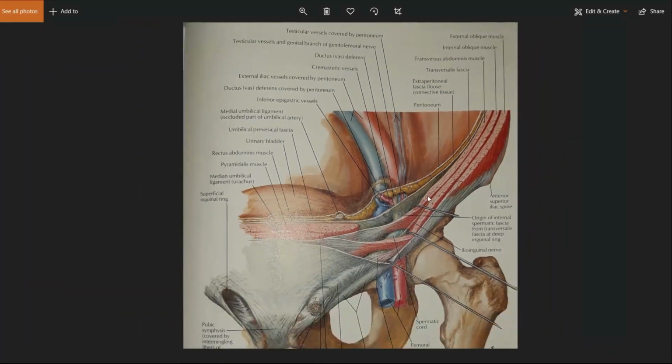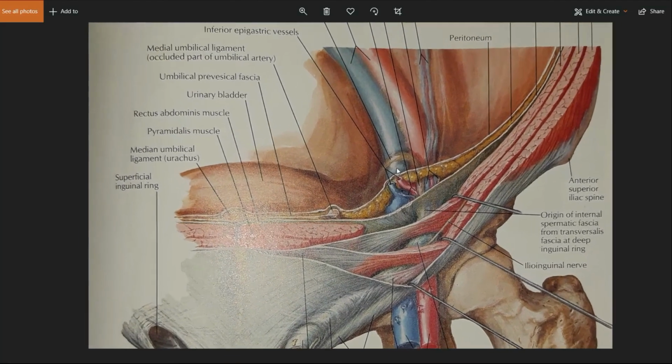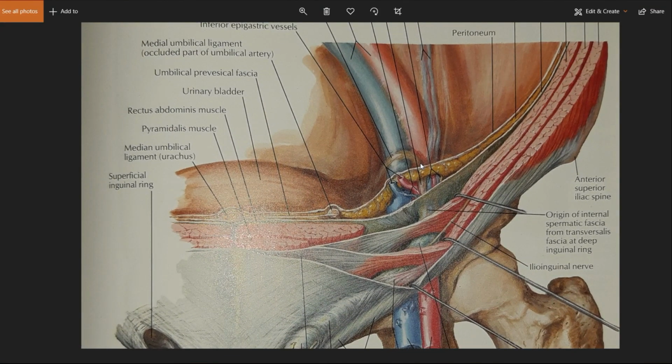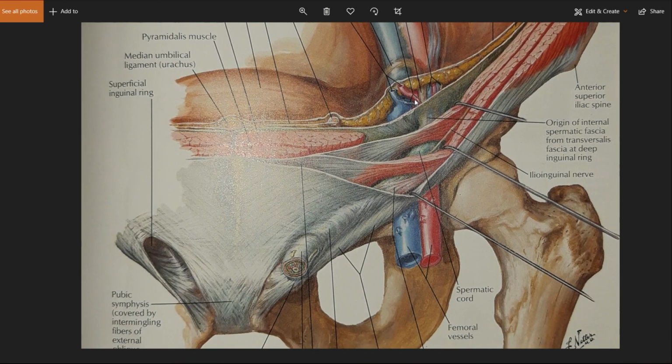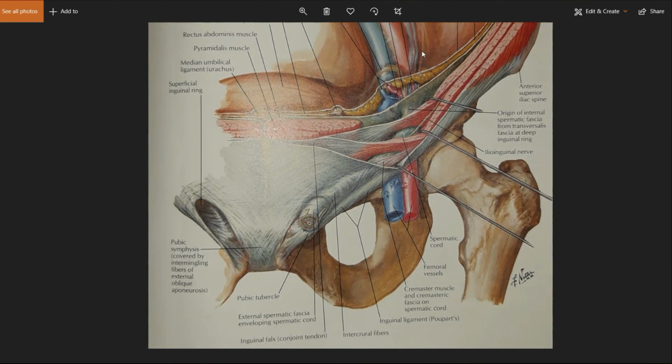this is the vas deferens, or the ductus deferens. You can see that it is coming from down below. It is coming and joining with these structures to form the spermatic cord. What are these structures? They are some arteries, veins, nerves, and lymphatic tissue.